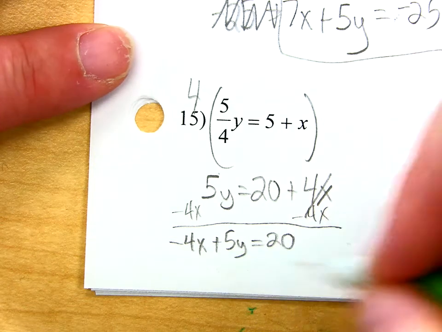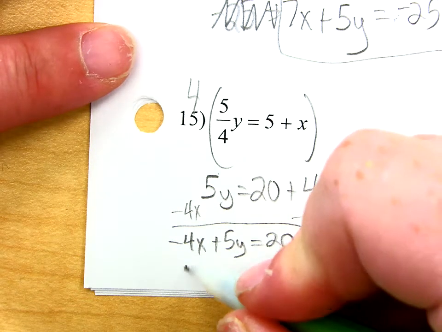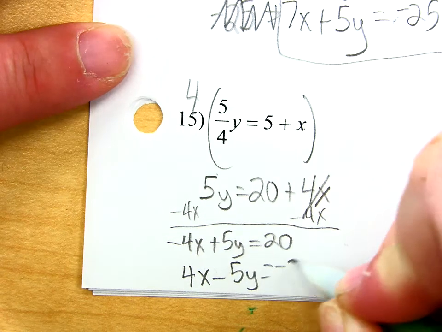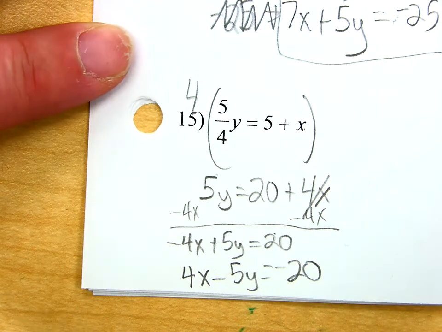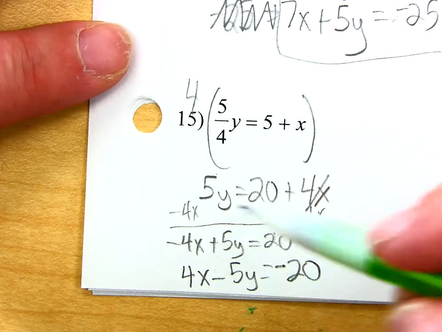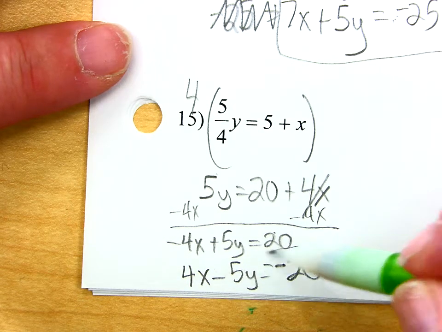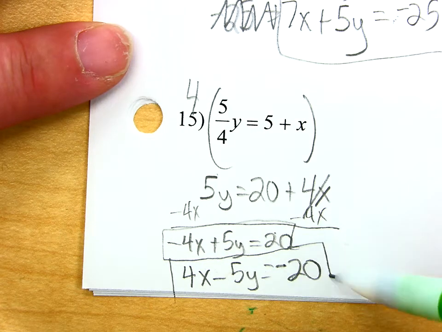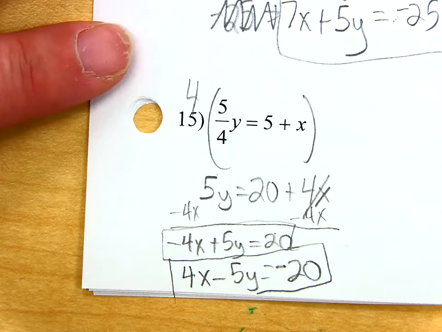Yeah, you just got to multiply everything by a negative 1, and they all just switch. So 4x minus 5y equals negative 20. Either one of these is acceptable for me personally, but I need you to know if you're taking a multiple choice test and you don't see this top one, it's the same thing as this bottom one. Same thing.